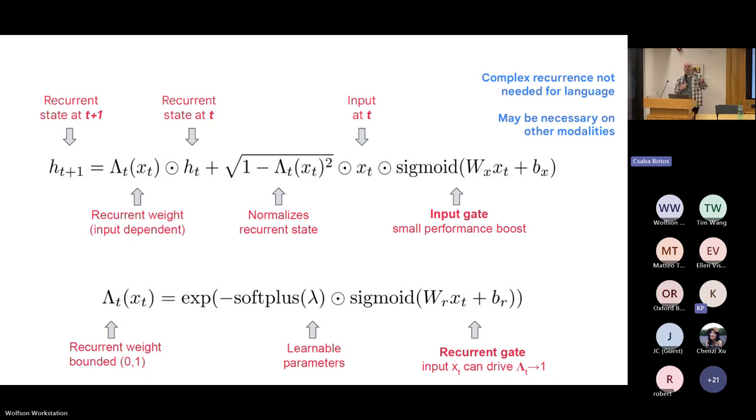The reason for that is if you make it a function of HT minus one, then you can't parallelize the scan anymore. This whole associative scan breaks down, and that's why no one does that. So that's the only difference that we had to make to LSTM. We haven't done it because it's a good idea, just because you have to do it in order to keep things parallelizable. And then the other difference is you have this gate on the recurrence.